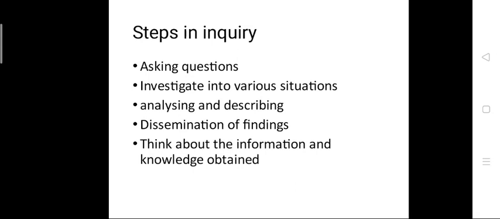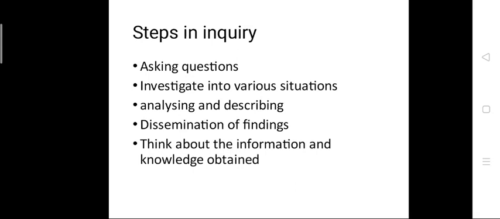questions shall be generated with regard to anything, any simple items in our daily life or with respect to our subject of study. So we have to ask questions, frame those questions properly, and conduct investigation. Then analyzing and describing. As a result of our investigation, we will get data of various sorts. So we have to analyze those data and we have to describe those data in detail.